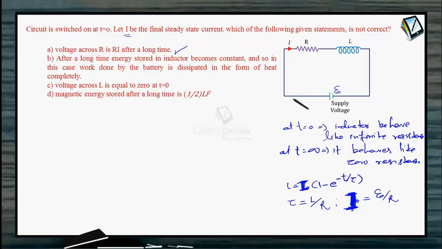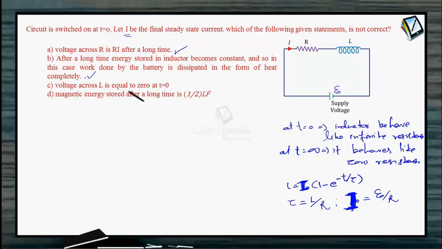But initially, when the switch is turned on, the current starts growing. So what happens? Some part of the energy gets stored in the inductor and some part gets dissipated, but as soon as the steady state is achieved, the current becomes steady, I, and the potential difference across L becomes 0. Okay, so voltage across R is IR after a long time. This is correct, and this option is also correct. After a long time, energy stored in the inductor becomes constant, that I have told you. And so in this case, work done by the battery is dissipated in the form of heat completely, obviously.